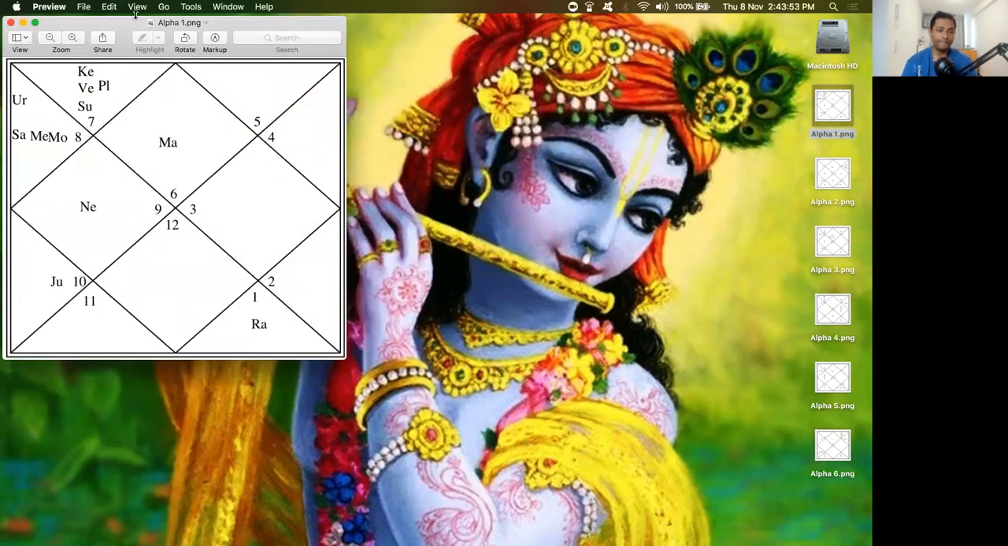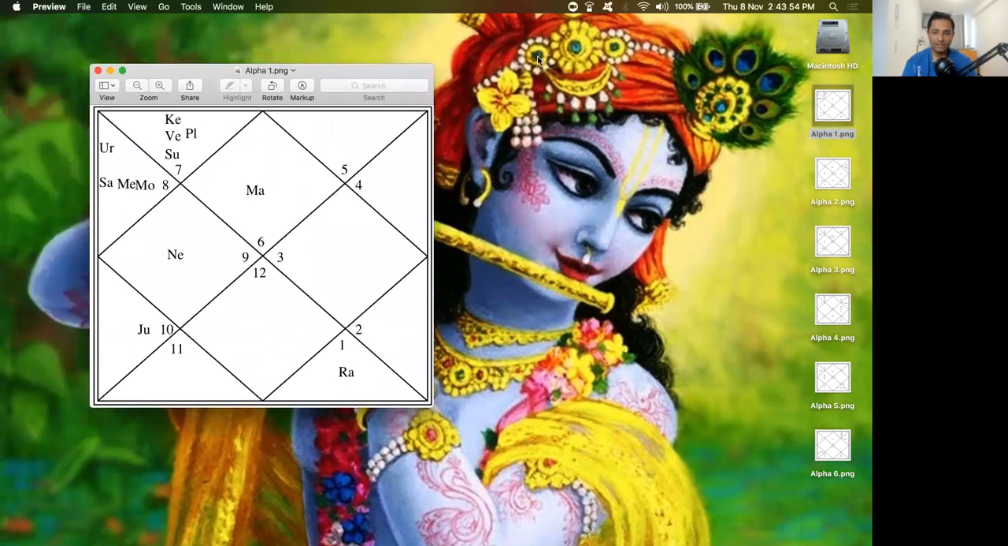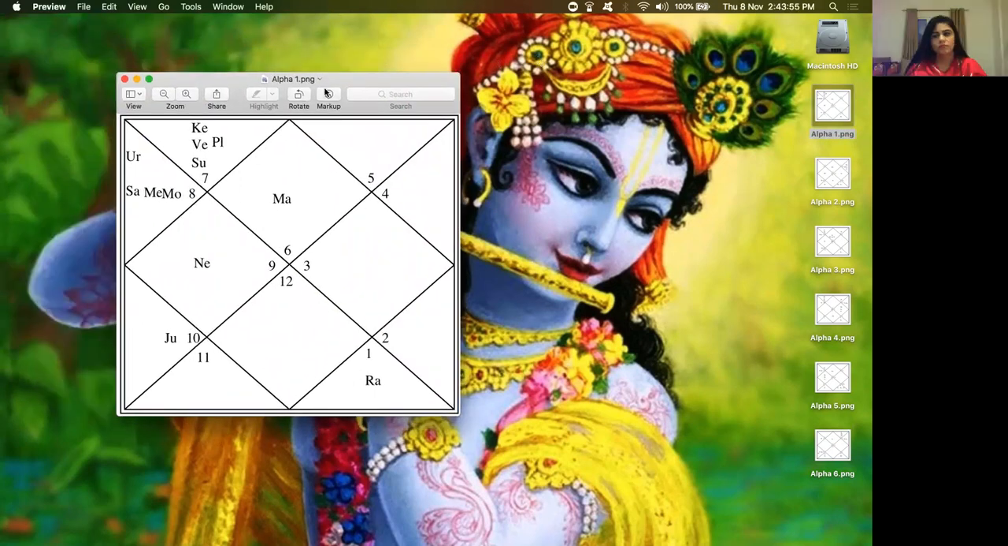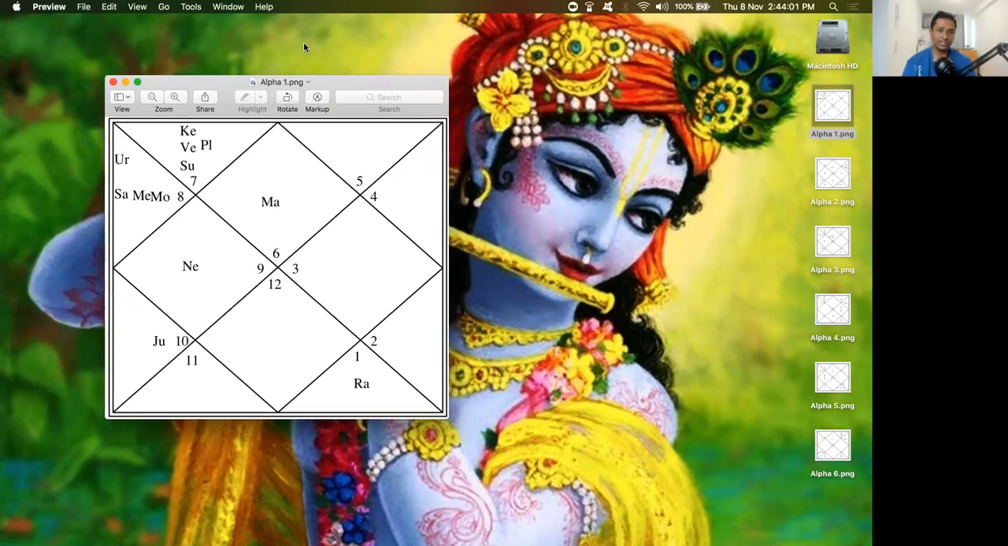So can you see this chart? Yes, I can see. Yeah. So this is the chart. I have given the names Alpha 1, Alpha 6. I said brilliant already, so that says it all. Yeah. So now you've seen this chart.